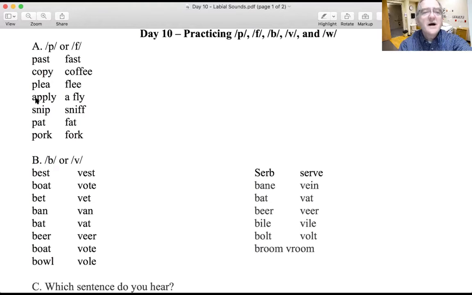Let's do another one. Apply. A fly. Get your F. A fly. Snip. Sniff. Pat. Fat. Pork. Fork.